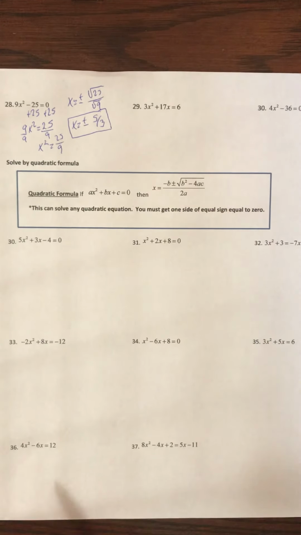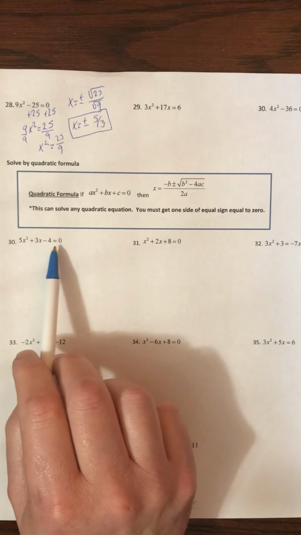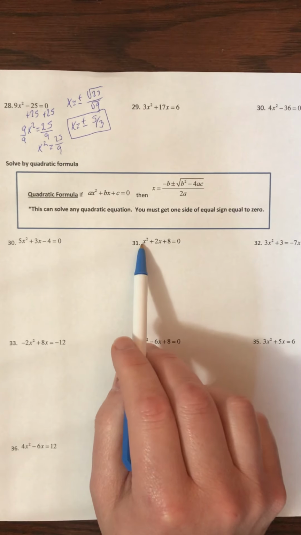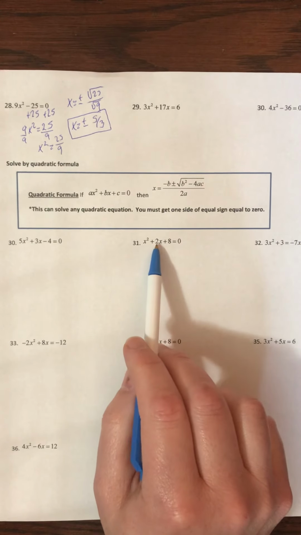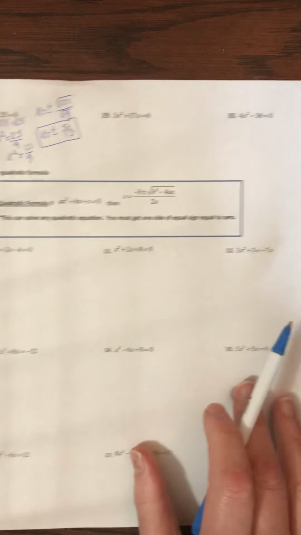But we're going to get into that a little bit later. All right, so let's just pick a problem. This one's already set up in ABC form, where a is the coefficient of x squared, b is the coefficient of x, and c is the constant. Let's take a look at this one.